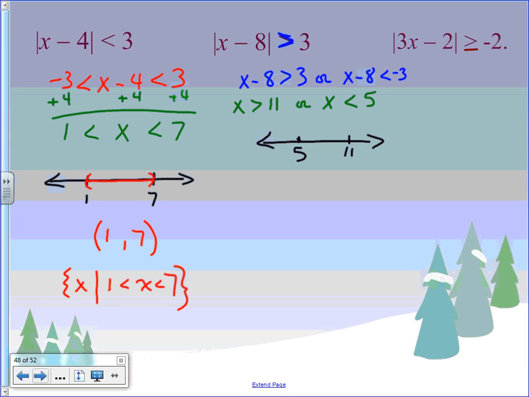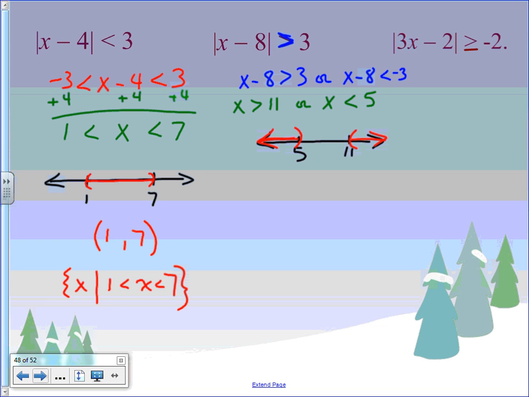At least I've got them in the right order. We're just looking for where the graph is. It says x is greater than 11. That will be to the right of 11. Is 11 included? No, so you have a parentheses. Or it's the other side, the other extreme, so less than 5. To the left of 5, okay? And is 5 included? No, 5 is not included.